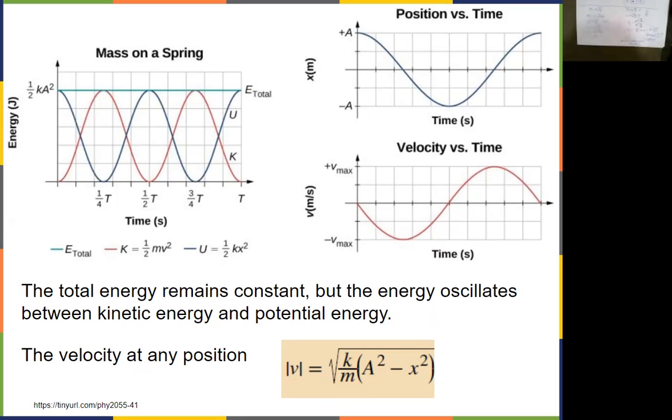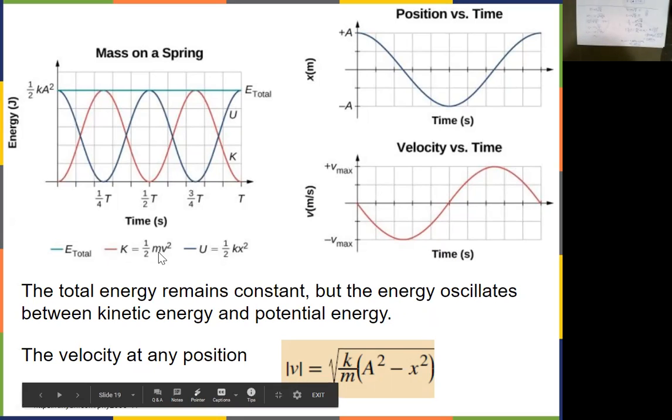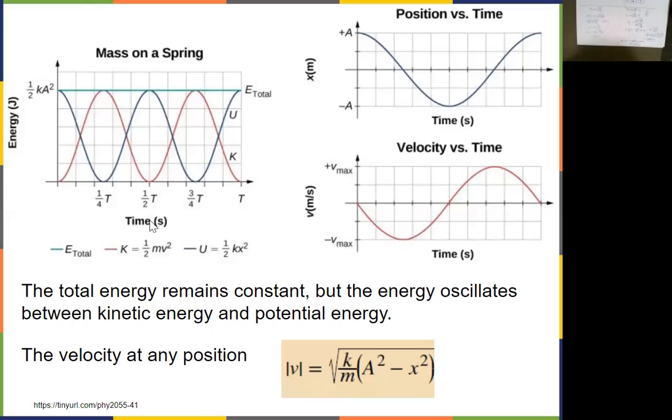Then one part is 1/2 mv squared. The other part is 1/2 kx squared. And then total energy would be 1/2 ka squared, right? So if you are given x, then you actually can solve for v. Basically, 1/2 mv squared plus 1/2 kx squared equals 1/2 ka squared, okay?